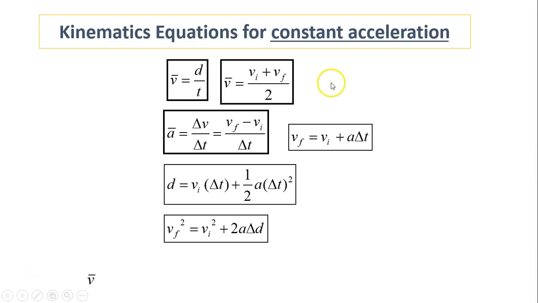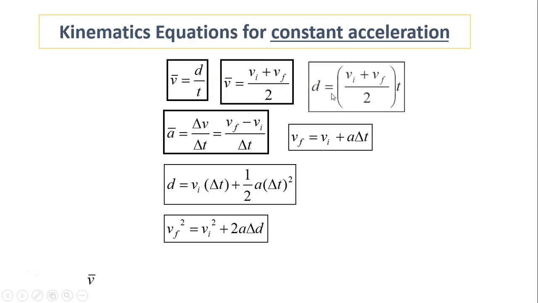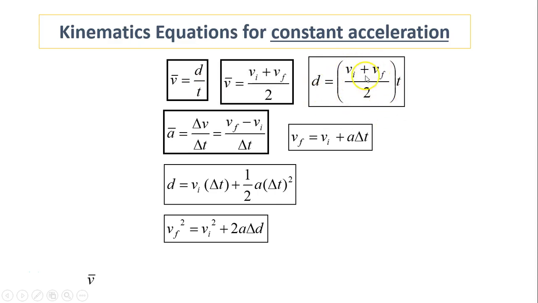If we combine these two equations, we can have another one, d equals average velocity times the time. This is a very convenient equation. You don't actually need this equation to solve problems. All the other ones, if you have them, you can solve it. But this just makes the whole process a lot easier.